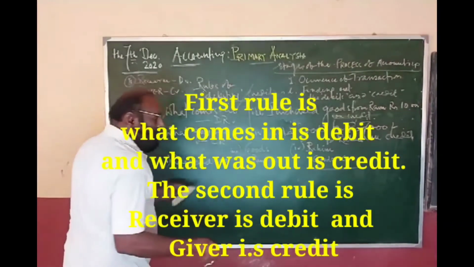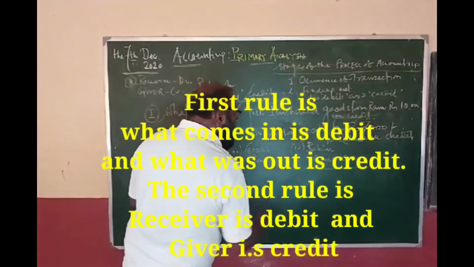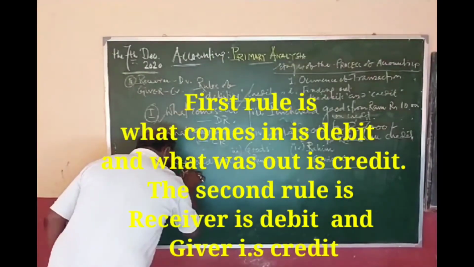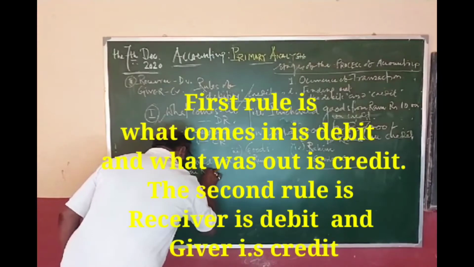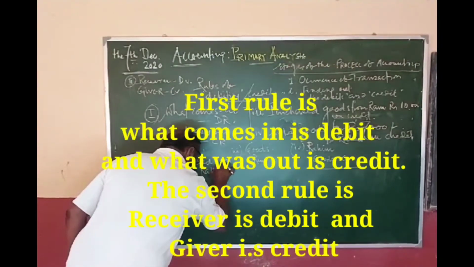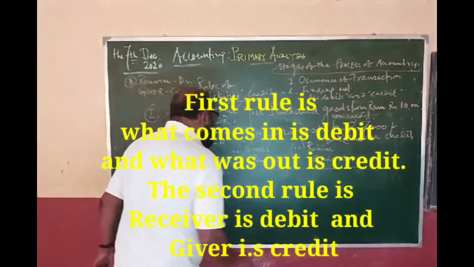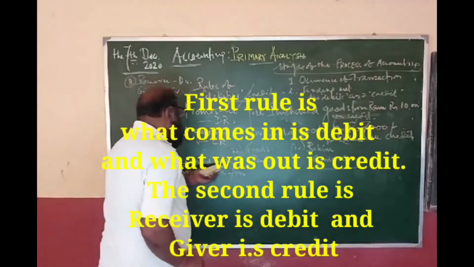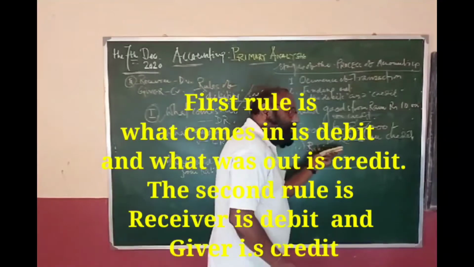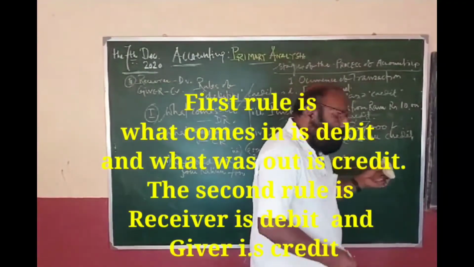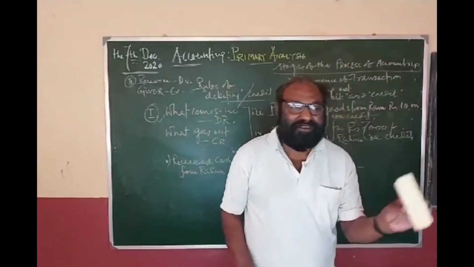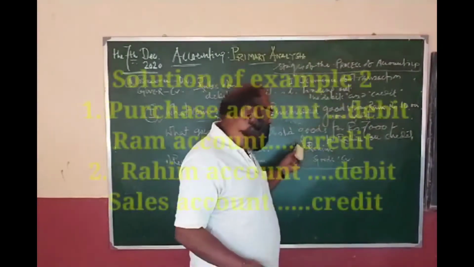Received cash from Rahim rupees 7,000. I have sold goods to Rahim. What happens? Goods are going out, goods are credit. What comes in? Nothing comes in. So receiver debit, I have told you.